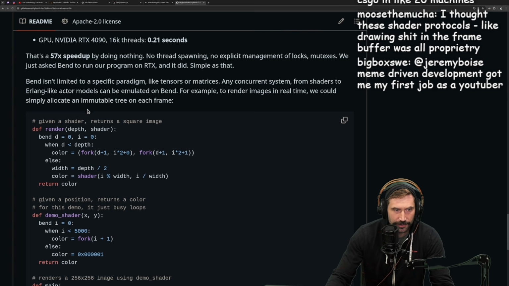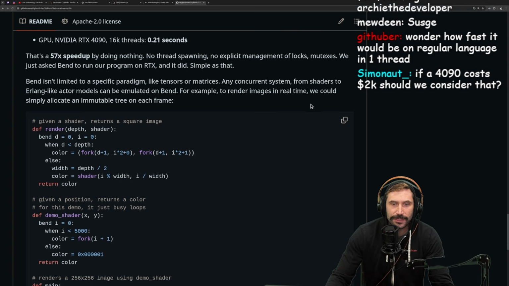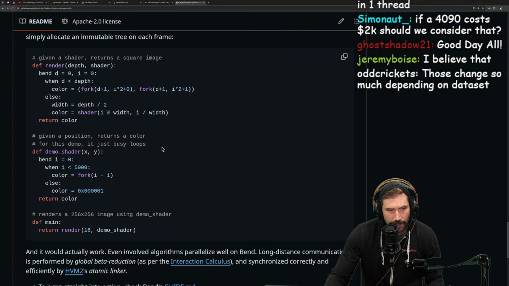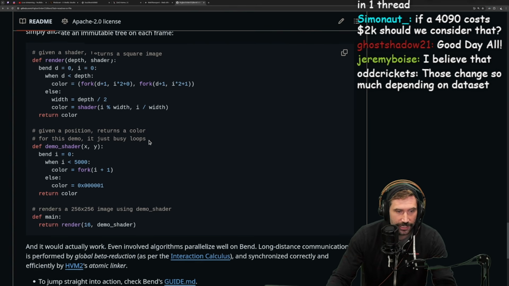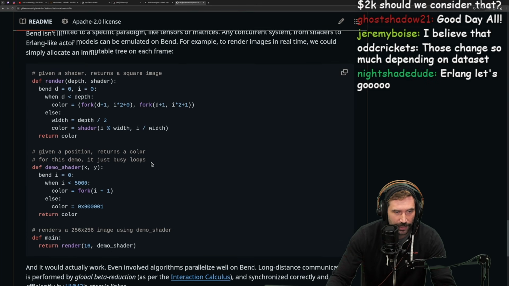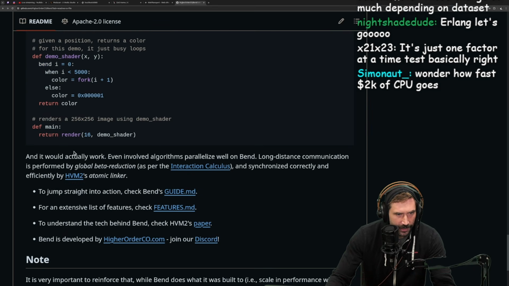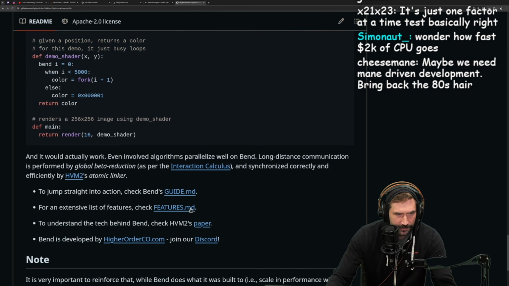Any concurrent system from shaders to Erlang actor models can be emulated on Bend. For example, to render images in real time, we could simply allocate an immutable tree on each frame. Okay, so I wonder what the GC's like. I would like to see more on the GC and how that runs, because I guess that's my big thing, is how are they doing memory allocation? Let's see, it would actually work. Okay, so this is that demo shader, which is pretty interesting.